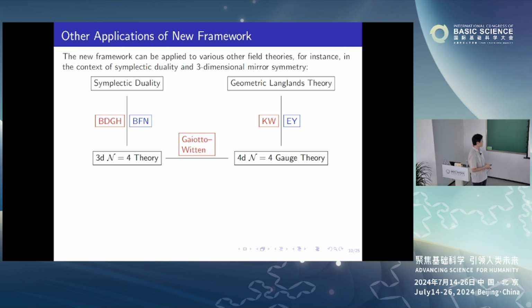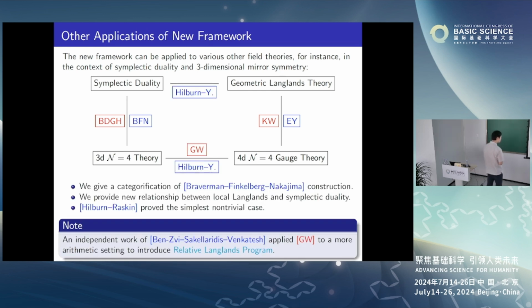relating this three-dimensional N=4 theory and four-dimensional N=4 gauge theory. With Justin Hilburn, I developed a mathematical counterpart here, connecting these two different fields. Braverman, Finkelberg, Nakajima have a famous construction called the Coulomb branch. We constructed a monoidal category such that the endomorphism algebra of the unit object recovers the Coulomb branch construction. So it is a categorification in that sense.